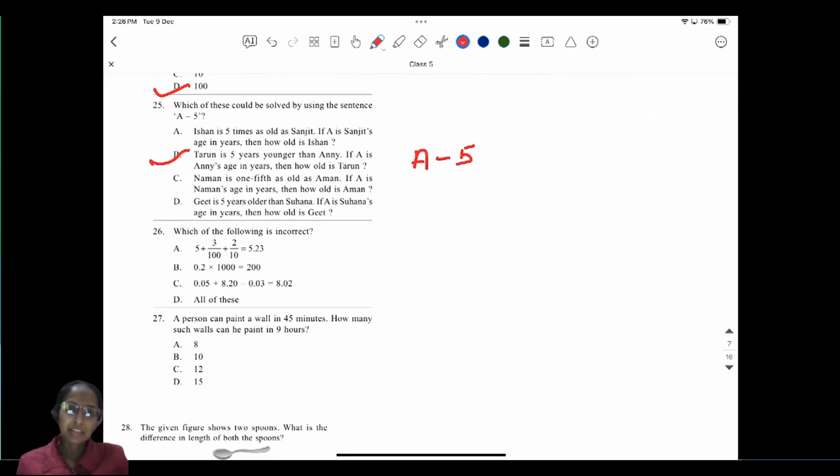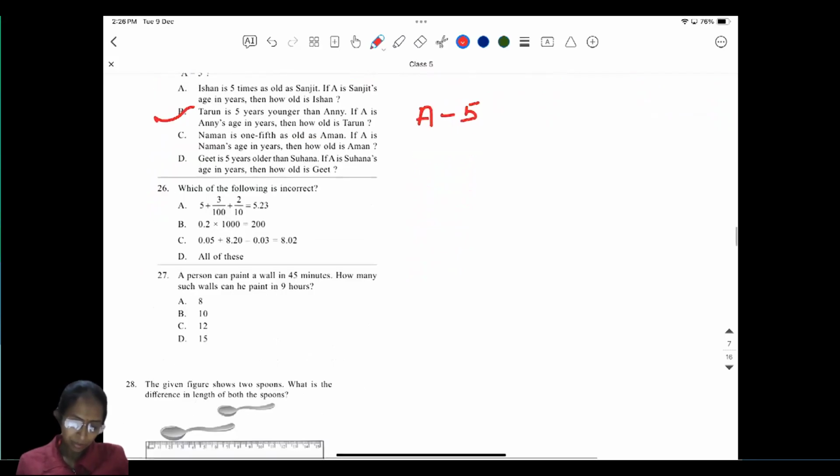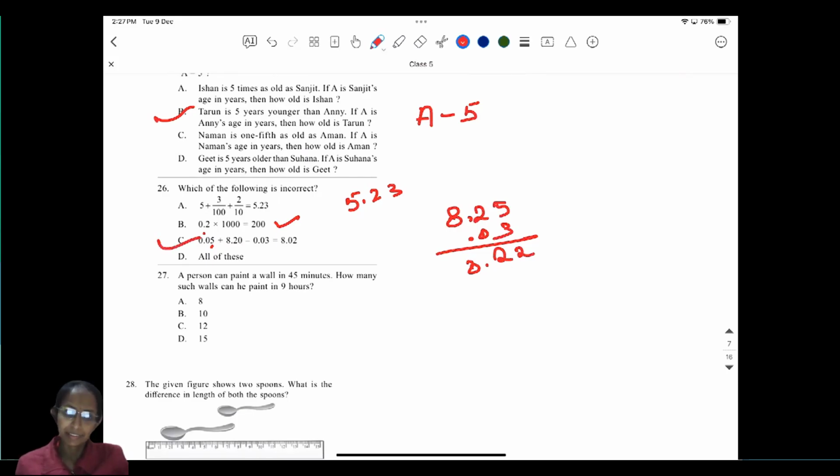Next one. Which of the following is incorrect? 5 plus 3 upon 100 plus 2 upon 100. That will be 5.23. When 0.2 is multiplied by 1000, it will give 200 only. Now, 0.05 plus 8.20 is equal to 8.25, and minus 0.03 will give you 8.22. So C option is incorrect.